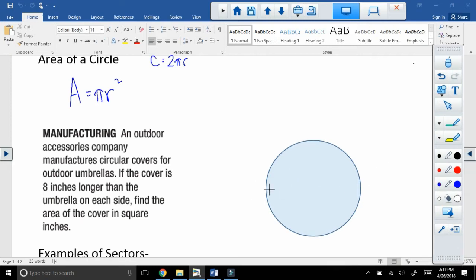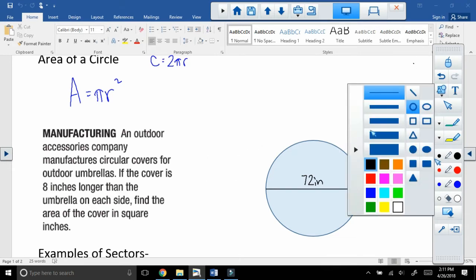When we look at this example here, there is a part that's missing. We need to add in that this diameter is 72 inches. So please take a second and add that in so that this makes sense when I read it. It says here, an outdoor accessory company manufactures circular covers for outdoor umbrellas. If the cover is 8 inches longer than the umbrella on each side, find the area of the cover in square inches. So this would be like the covers where they have the overhang on it. Maybe something you'd have out on your patio that would cover a patio table.